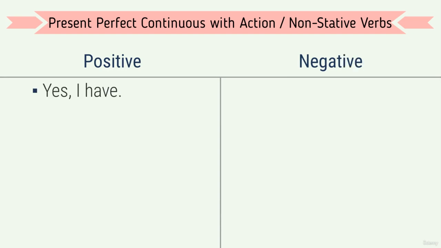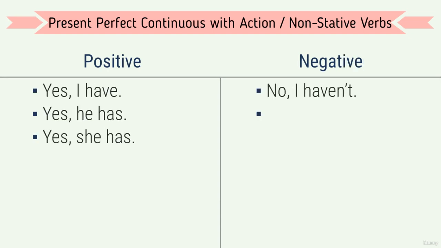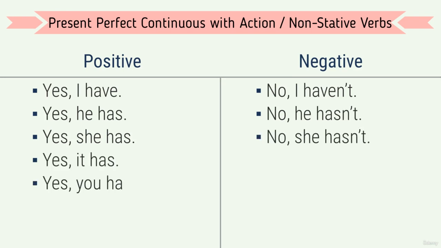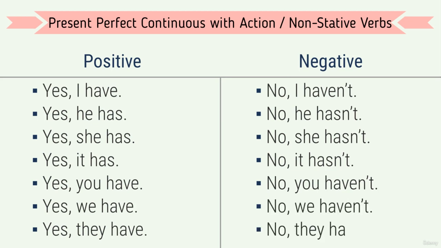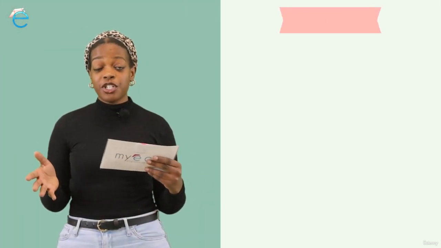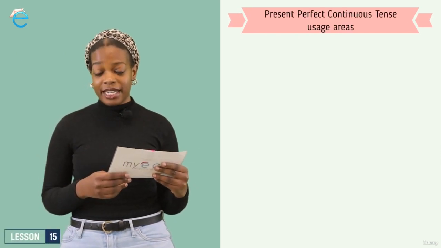Yes, I have. No, I have not. Or no, I haven't. Yes, he has. No, he hasn't. Yes, she has. No, she hasn't. Yes, it has. No, it hasn't. Yes, we have. No, we haven't. And yes, they have. No, they haven't. And of course, yes, you have. And no, you haven't.